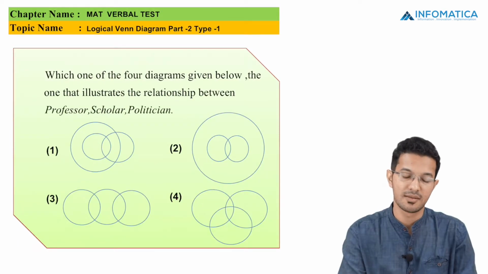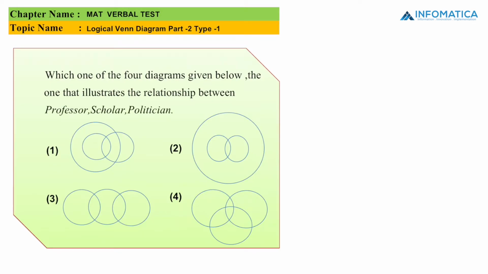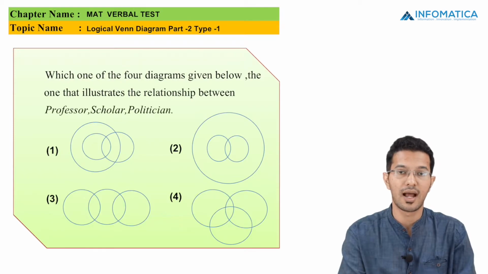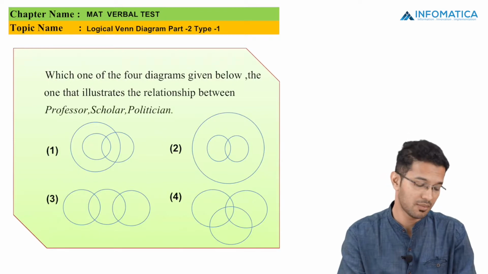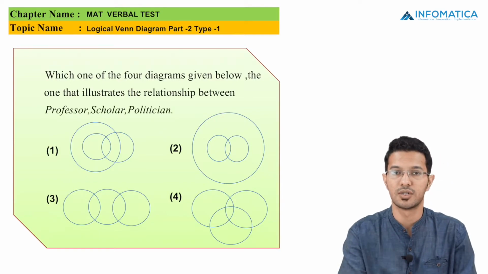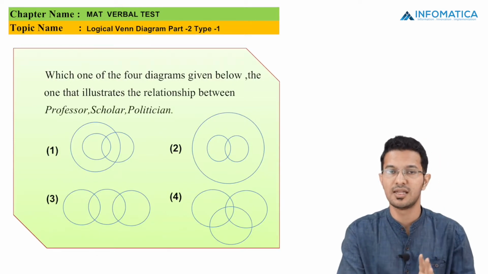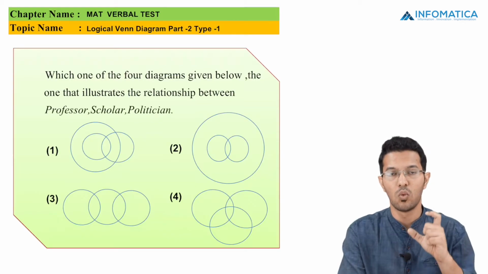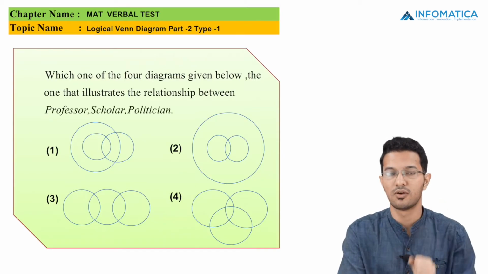Now let us look at the next MCQ. It says, which one of the 4 diagrams given below, the one that illustrates the relationship between the professor, a scholar and a politician? Students, I can say that a professor can be a scholar as well as a politician too, whereas a politician can be a scholar as well as a professor too. Also, a scholar can be a professor as well as a politician too. So we will be having 3 circles and they will be having one common intersection between all 3 of them.